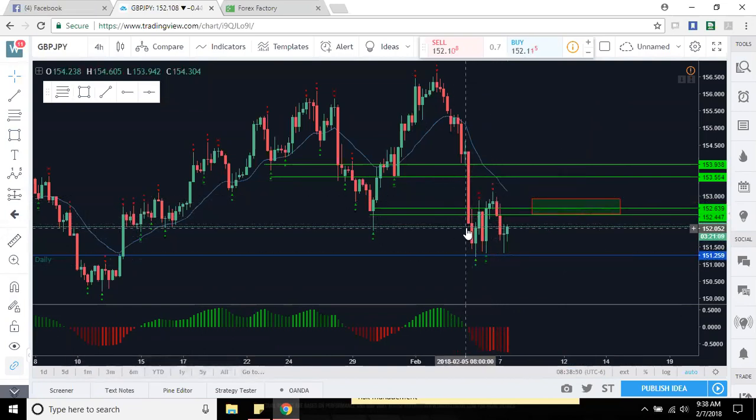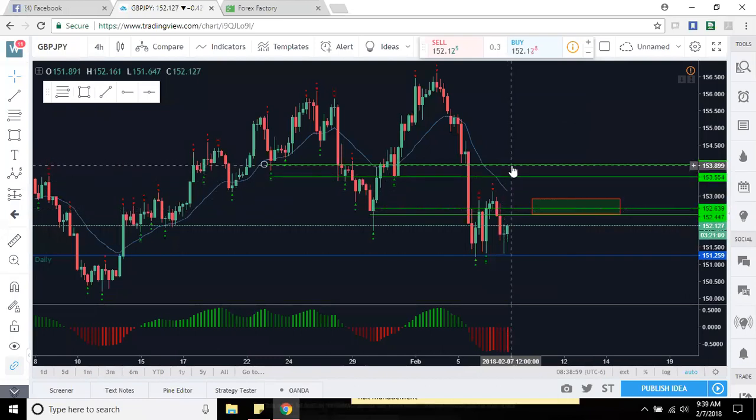But again, that's just my thoughts of it. It's got to get through this structure point and then this structure point before it has the deeper retracements.